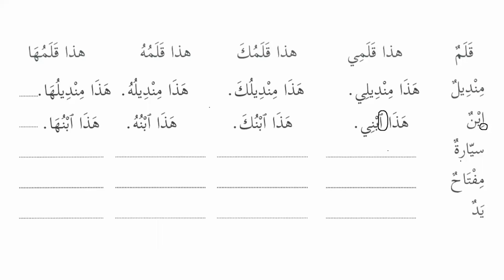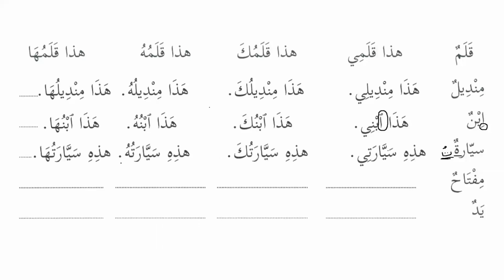Sayyaratun, car, you want to say my car. Now, what happens with the ta marbuta? When we connect it with the attached pronouns, it changes into regular ta. It will not be written as ta marbuta. We will write it as ta maftuha, or we say open ta, or the regular ta. So it will be sayyarati, sayyaratuka, sayyaratuhu, and sayyaratuha.